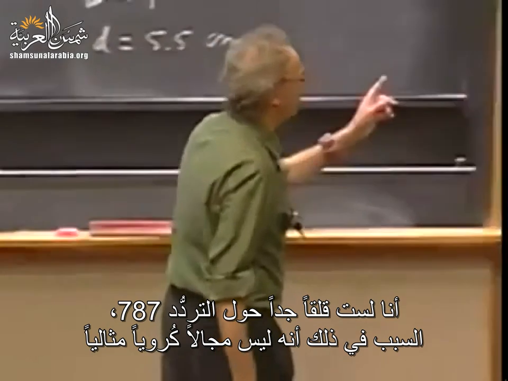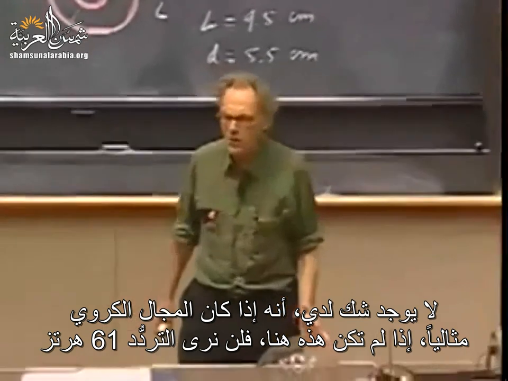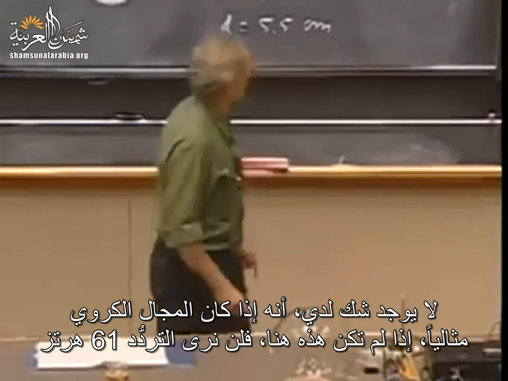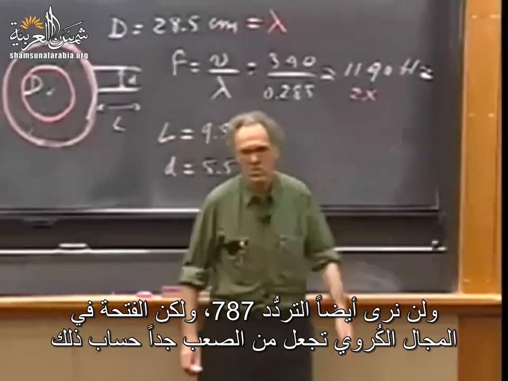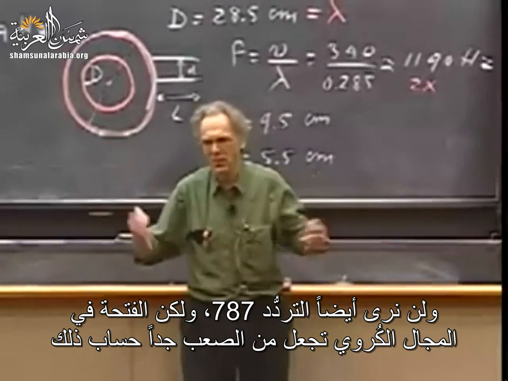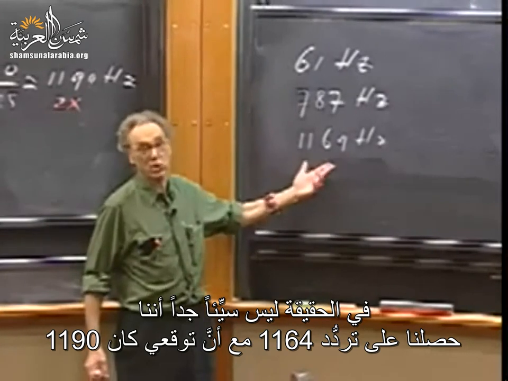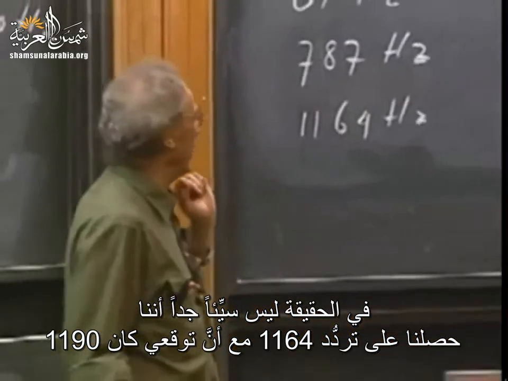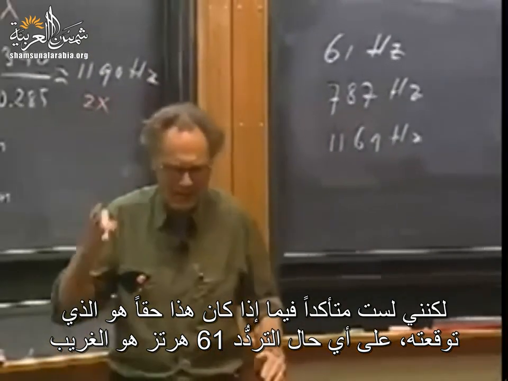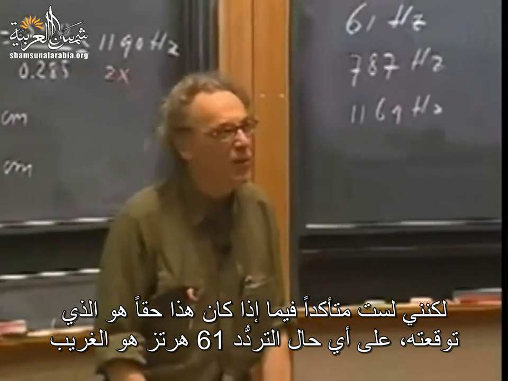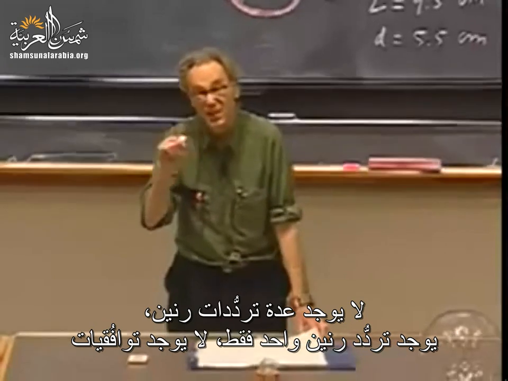I am not too worried about the 787. The reason for that is it is not a perfect sphere. There is no doubt in my mind, if that had been a perfect sphere, if this thing had not been there, you would not have seen the 61, which is true, you would not have seen the 787. But the opening makes it very difficult to calculate. In fact, it's not even so bad that my 1164 does show up, where my prediction was 1190, but I'm not even sure whether that is really the one that I predicted. In any case, it's the 61 that is the bizarre one. It has no harmonics, there's only one answer. There's only one resonance frequency, no harmonics.